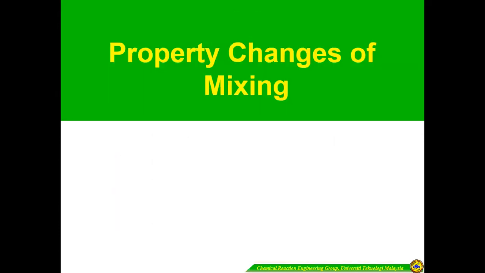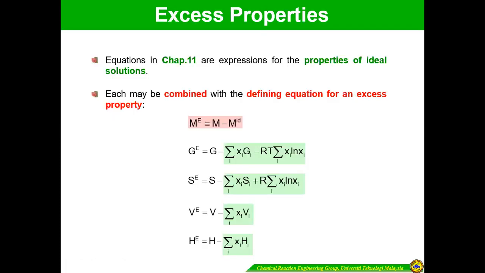Okay, so we move to the property change of mixing. Actually, if you remember in chapter 11, we dealt with the excess properties, isn't it? Okay, so as if the properties of the ideal solution. Okay, this is what we use to calculate the excess properties for non-ideal solution. Okay, and each may be combined with the defining equation for the excess properties. If you remember, M^E equals M minus M^ID to determine the excess properties.